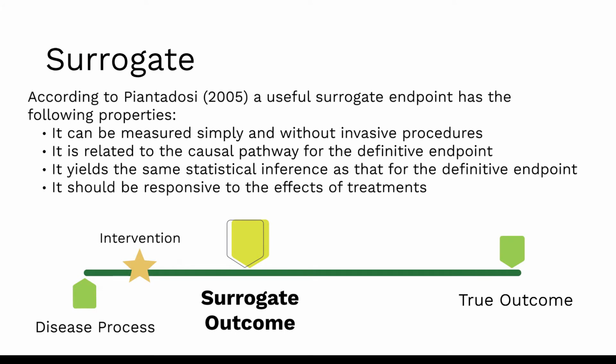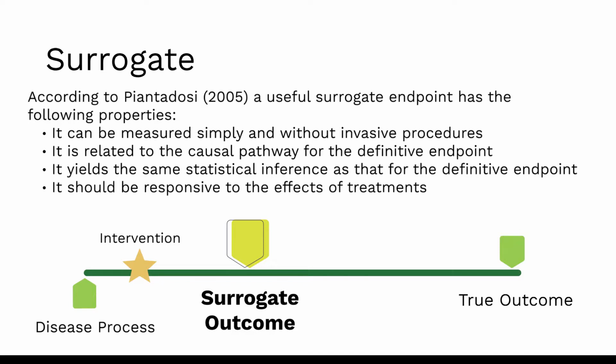When thinking about surrogates, if we go back to Piantadosi, a useful surrogate endpoint has the following properties. It can be measured simply and without invasive procedures. It is related to the causal pathway for the definitive endpoint. So this is something that would happen along the way to your definitive endpoint. It yields the same statistical inference as that for the definitive endpoint. So if you were to see a change in the outcome, an improvement in one direction, the surrogate outcome should show improvement in that same direction. And it should be responsive to the effects of the treatment.